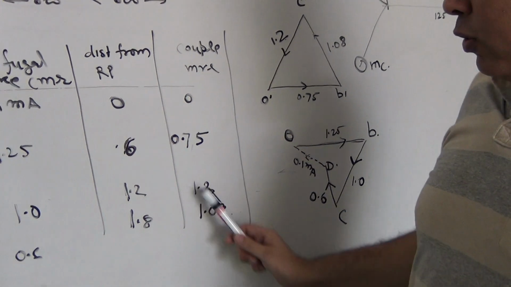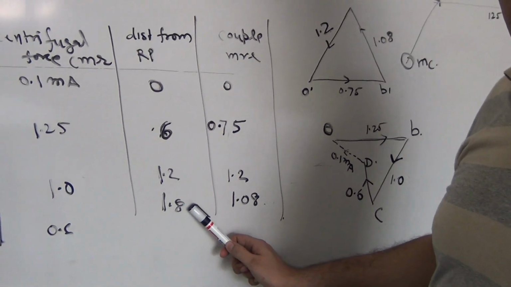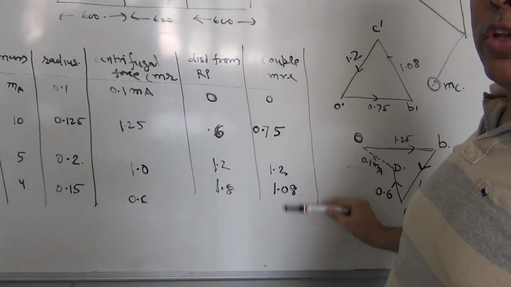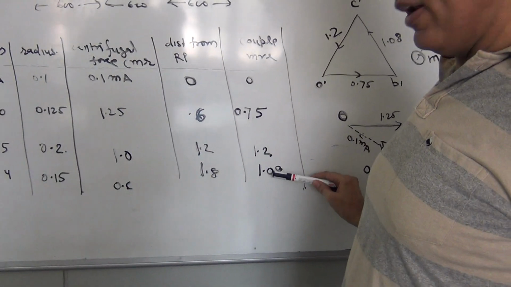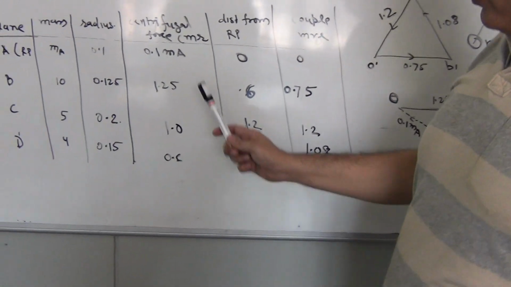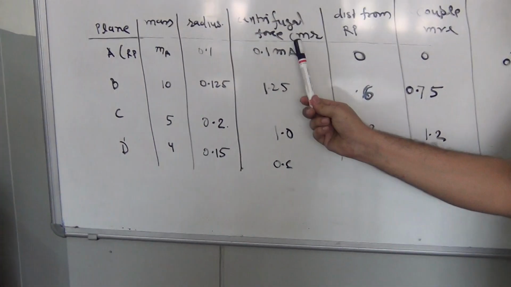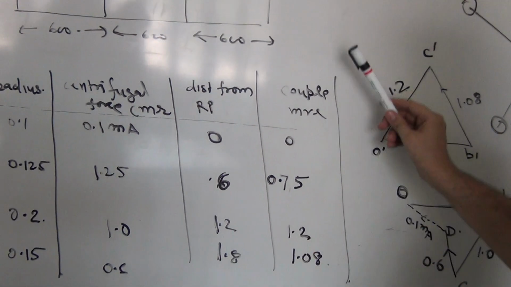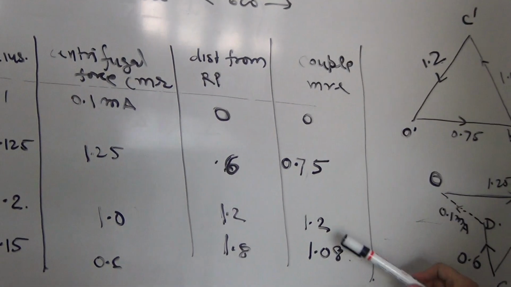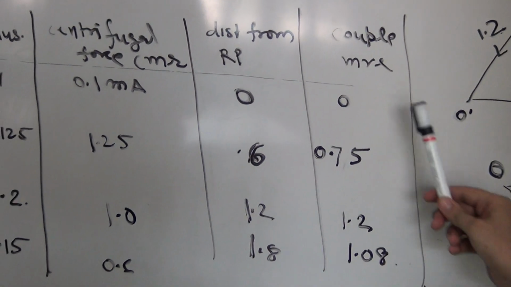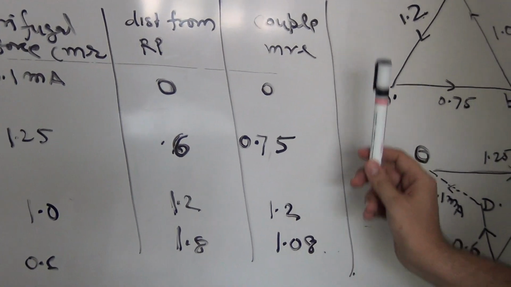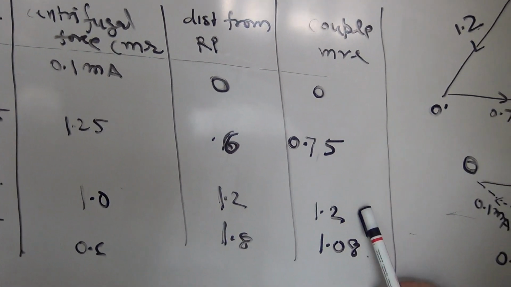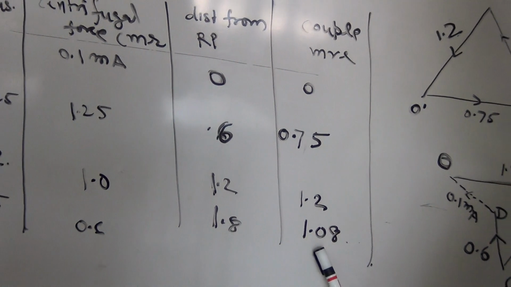So this is the couple. These are the distances of the reference masses from the reference plane, and these are the couple values of the masses from the reference plane. Now from columns 4 and 6, you can see that in column 6 there is no unknown. The couple of mass A is 0 and the couple of mass B is 0.75, couple of mass C is 1.2 and couple of mass D is 1.08.